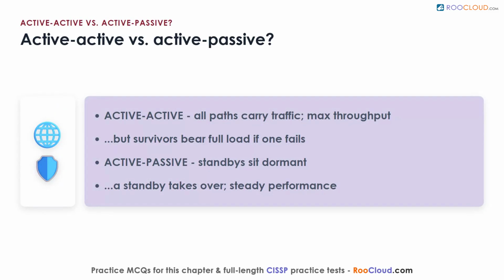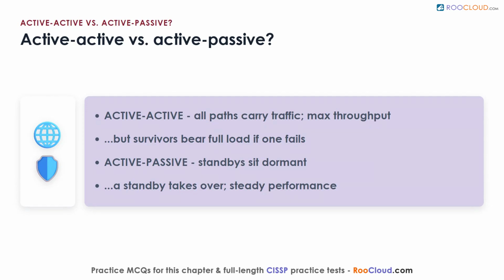What is the difference between active-active and active-passive? Both are load balancing designs, and the trade is about how you use your spare capacity. In active-active, every pathway carries traffic during normal operations, maximizing throughput. But if one fails, the survivors must shoulder the full load, so capacity drops under stress.